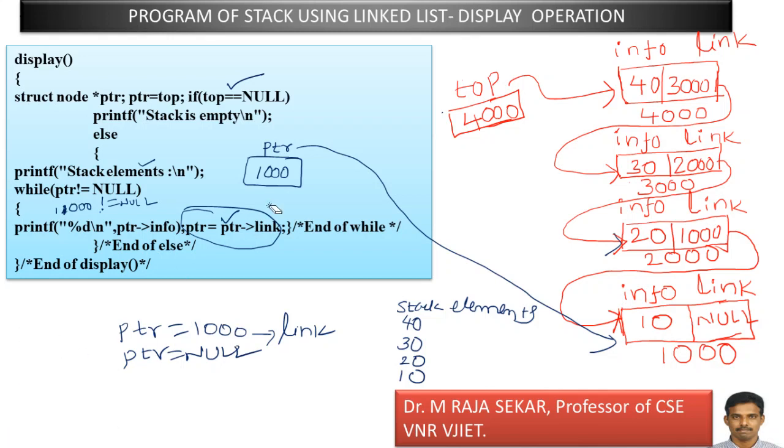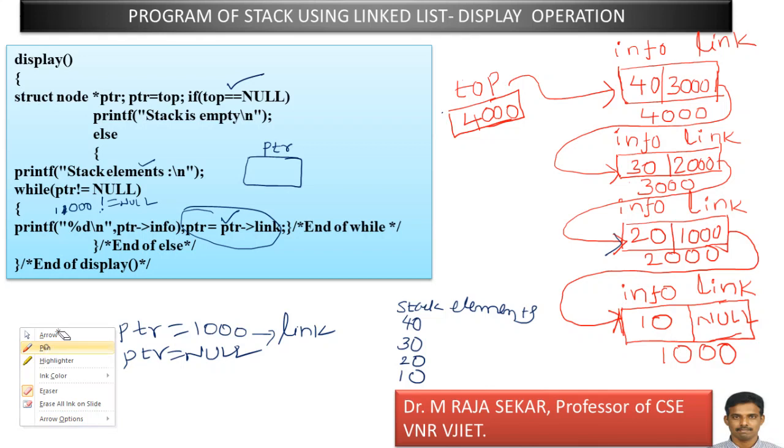Therefore, let me update this with null. This link will not be there. Let me keep PTR as null. Just let me write here: PTR equal to null. Now again I must go back. If I go back to the while loop, null not equal to null is false, as PTR equal to null, the while loop is terminated, and we will come out of this particular while loop.